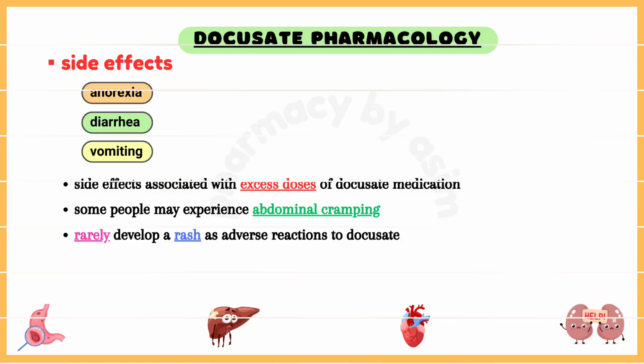Side effects of Docusate are generally mild. Anorexia, diarrhea, and vomiting are usually associated with excess doses of Docusate medication. Some people may experience abdominal cramping or rarely develop a rash as adverse reaction to Docusate.